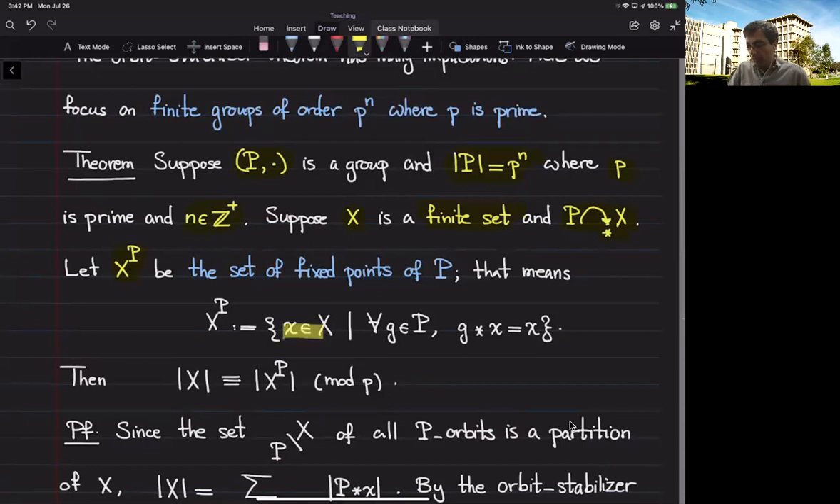That means all the points of X that are stabilized by every single point inside the group capital P. So for every G inside capital P, G star X is supposed to be simply X. So they are fixed by all the elements of the group P. So this set is denoted by X sub P, and it's called the set of fixed points of P. Now, this theorem says that the cardinality of X is congruent to the number of fixed points of P mod the prime number p.